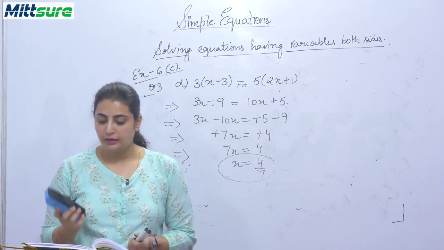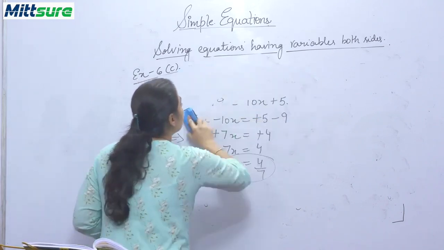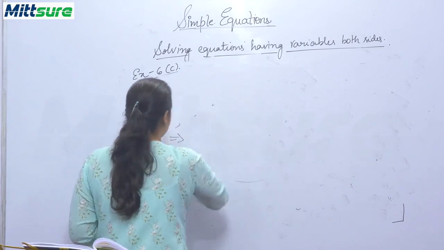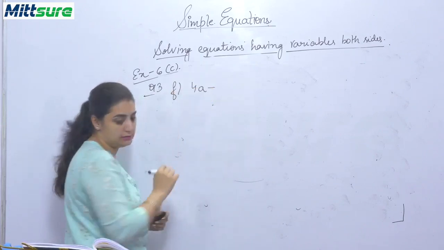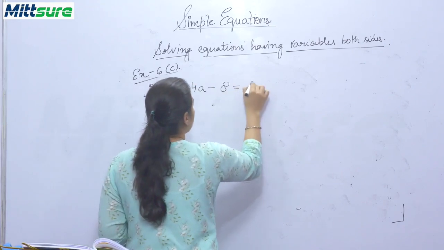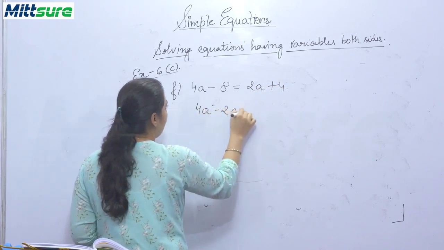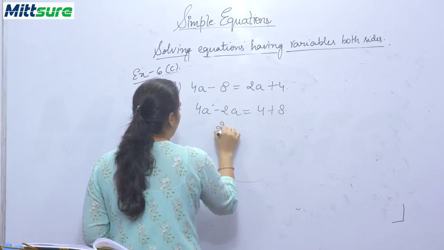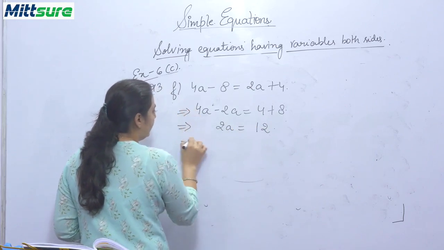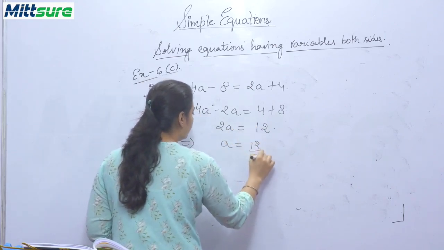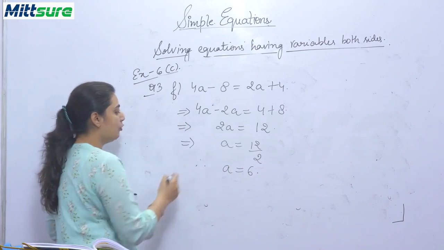Now, I will be taking the (e) part, or I can take the (f) part. So, I will take the (f) part. Now, in part (f), 4a minus 8 equals 2a plus 4, that is 4a minus 2a equals 4 plus 8. I have got 2a here, and here I have got 12, right? Now, a is equal to 12 upon 2. So, the value of a comes to be 6. This is how you can calculate the value of a.